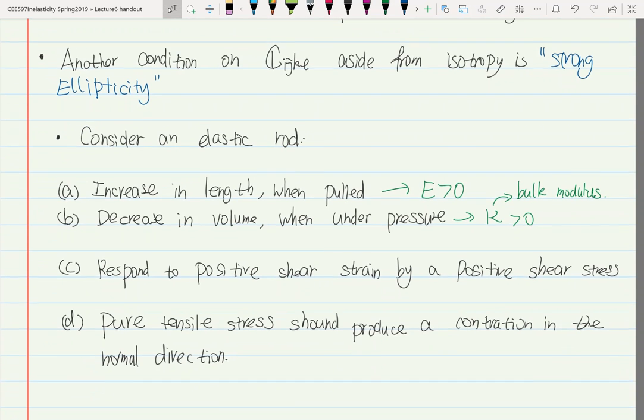Okay, and then third, if you have a positive shear stress acting on that, you would have a positive shear strain. Okay, that is basically because your mu is bigger than 0, where this is the shear modulus.